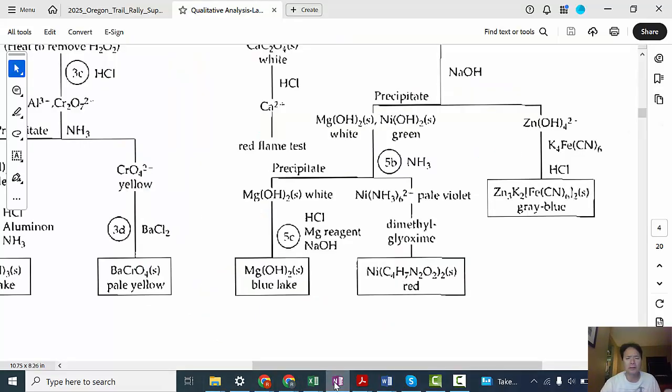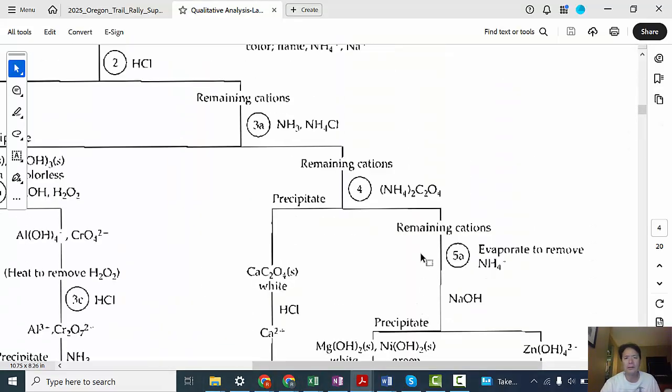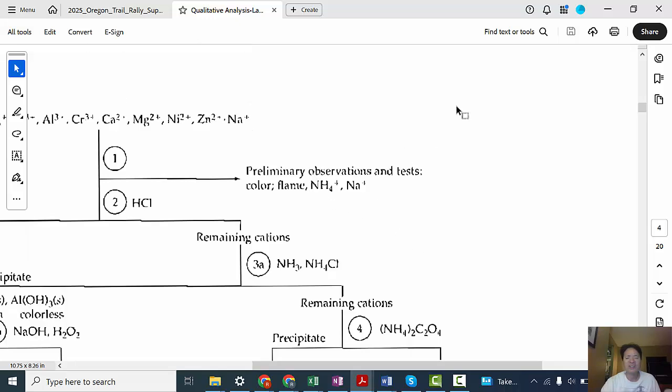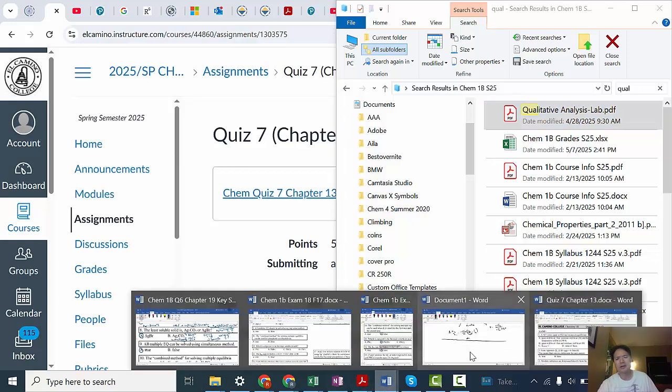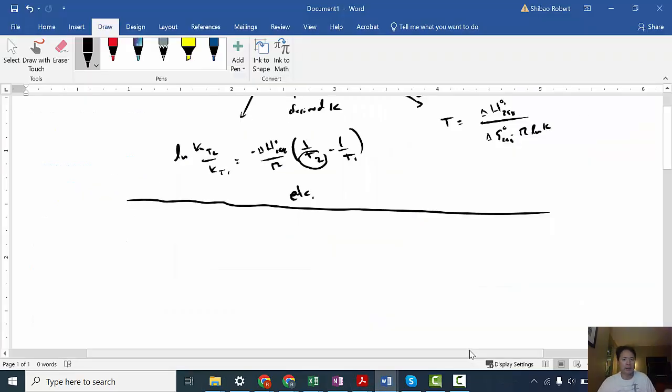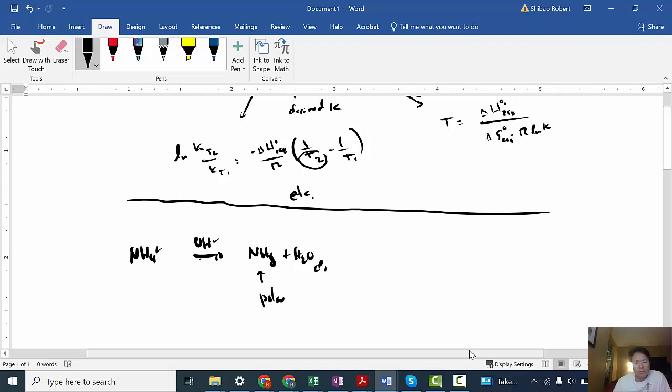All right, let's take a look at the remaining cations here. It would be ammonium and sodium. So let's take a look at those two. Those will be the last two I'm going to talk about in this video. So the ammonium test is we take some ammonium here and then we add some hydroxide. And what that forms is ammonia plus water. The problem is ammonia is very soluble, quite polar.